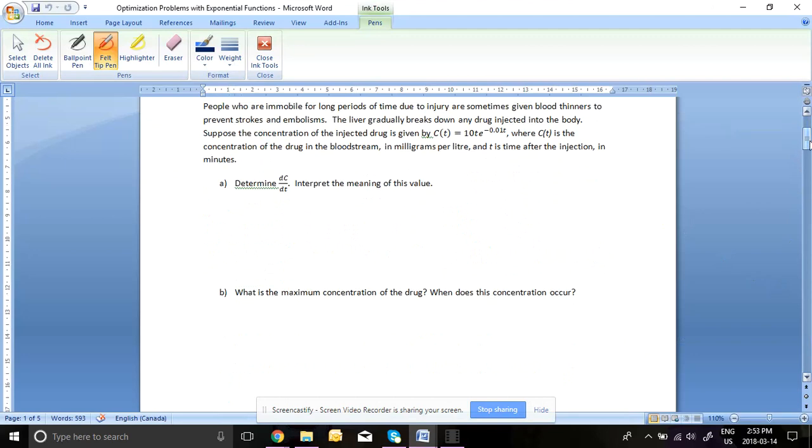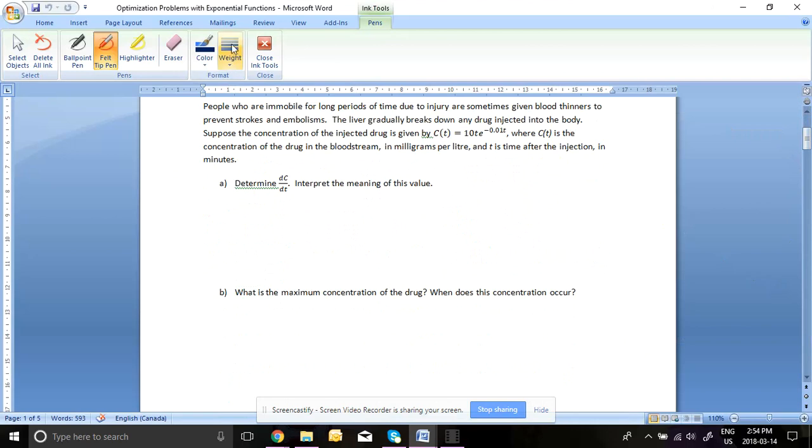Example 1: people who are immobile for long periods of time due to injury are sometimes given blood thinners to prevent strokes and embolisms. The liver gradually breaks down any drug injected into the body. Suppose the concentration of the injected drug is given by the function C(t) = 10t e^(-0.01t), where C(t) is the concentration of the drug in the bloodstream in milligrams per liter, and t is the time after the injection in minutes. Determine dC/dt and interpret the meaning of its value.